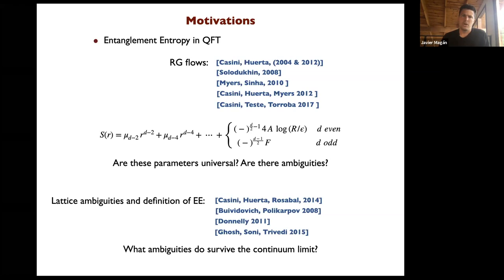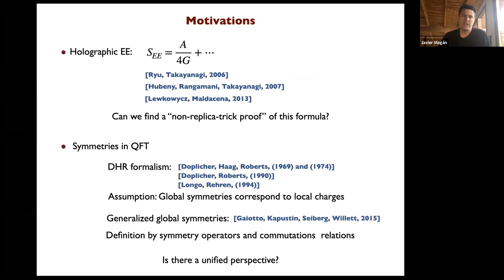Another important motivation concerns the Ryu-Takayanagi prescription to compute entanglement entropy in holographic field theories. In this context, we are seeking to find a non-replica trick proof of the prescription. With this objective in mind, we believe that understanding the interplay between symmetries and information theory in QFT is an important first step in order to understand entanglement entropy in gravity and in holography. And lastly, we are motivated to push forward our understanding of symmetries in QFT.